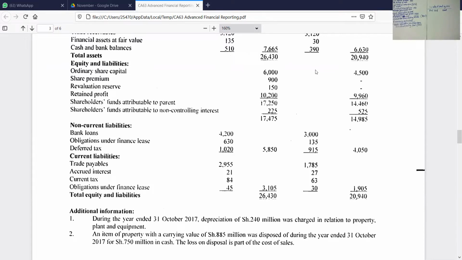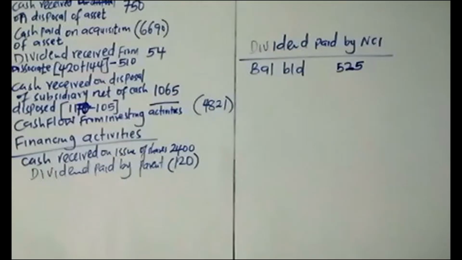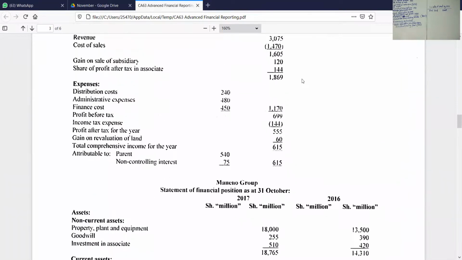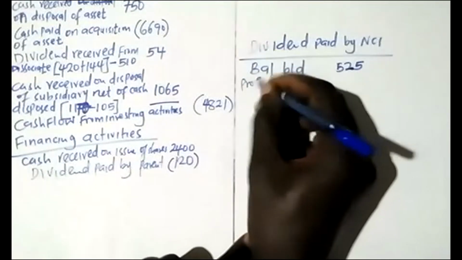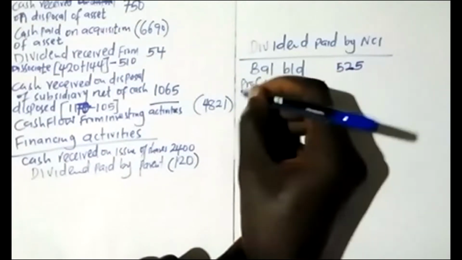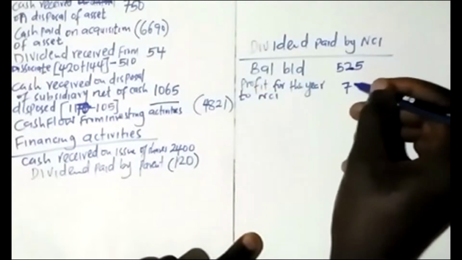So the 525. So that is the one I've picked there. After that, I need to check what is the profit for the year to the NCI, the non-controlling interest, from the income statement. You can see the total profit was 615, but there is the one attributable to parent of 540 and the non-controlling interest of 75. So that is the one we record, 75. Profit for the year to NCI.